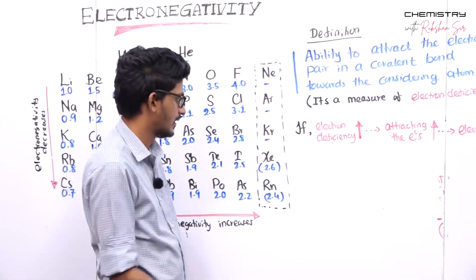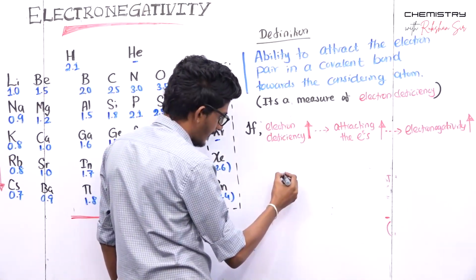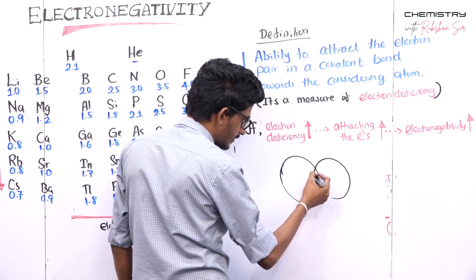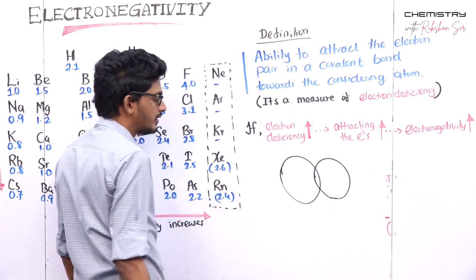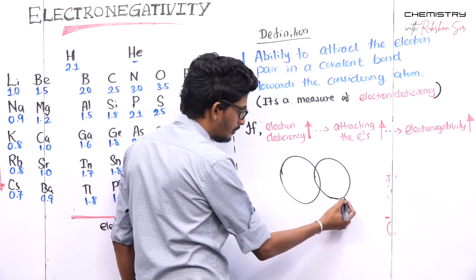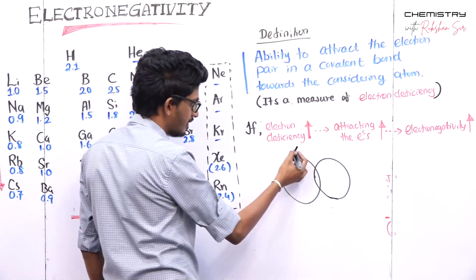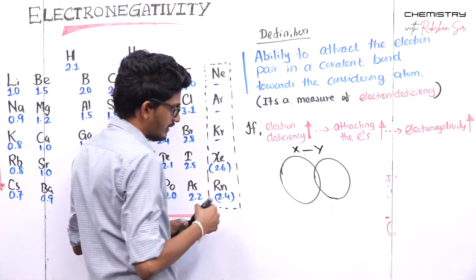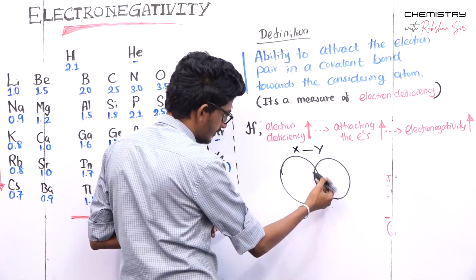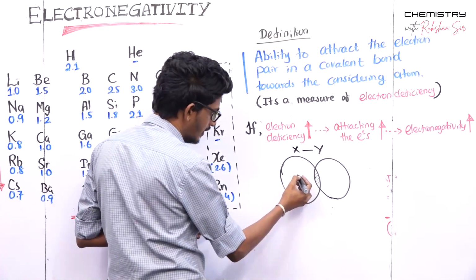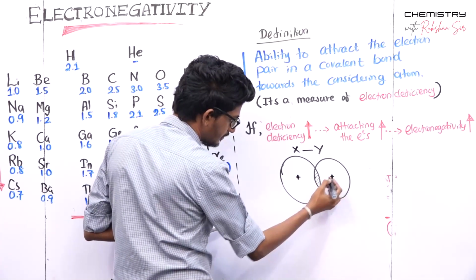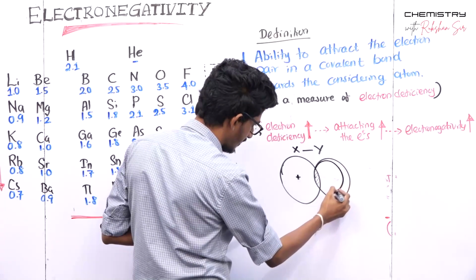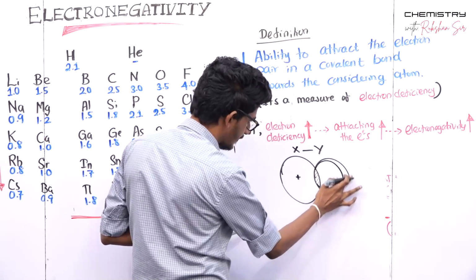Let's think of two atoms, one larger and one smaller, forming a covalent bond. Let's say this is X, this is Y, forming a covalent bond. This is the shared pair of electrons. These are the two nuclei. So, a small atom and a large atom.